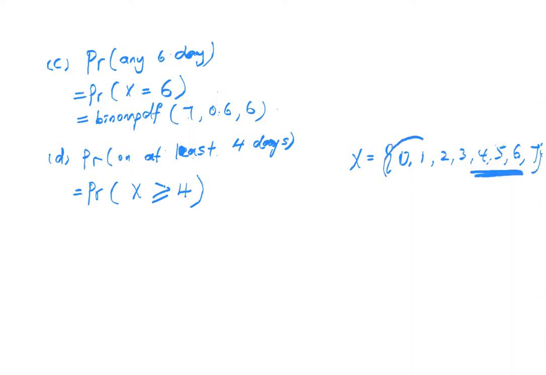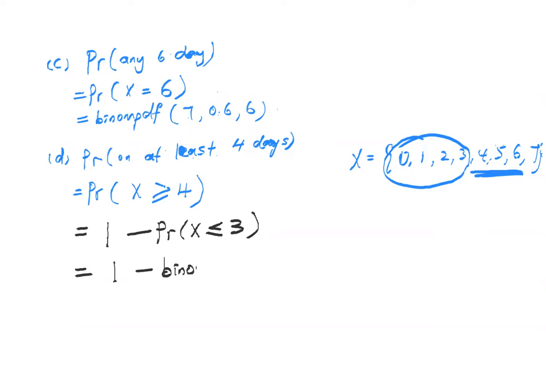So I don't want all these. Correct? Why do I say I don't want all these? The reason is that when you use your graphic calculator, you are going to use your binom CDF. So I have to rewrite this as 1 minus the probability of X less than or equal to 3. So now I can use 1 minus binom CDF.